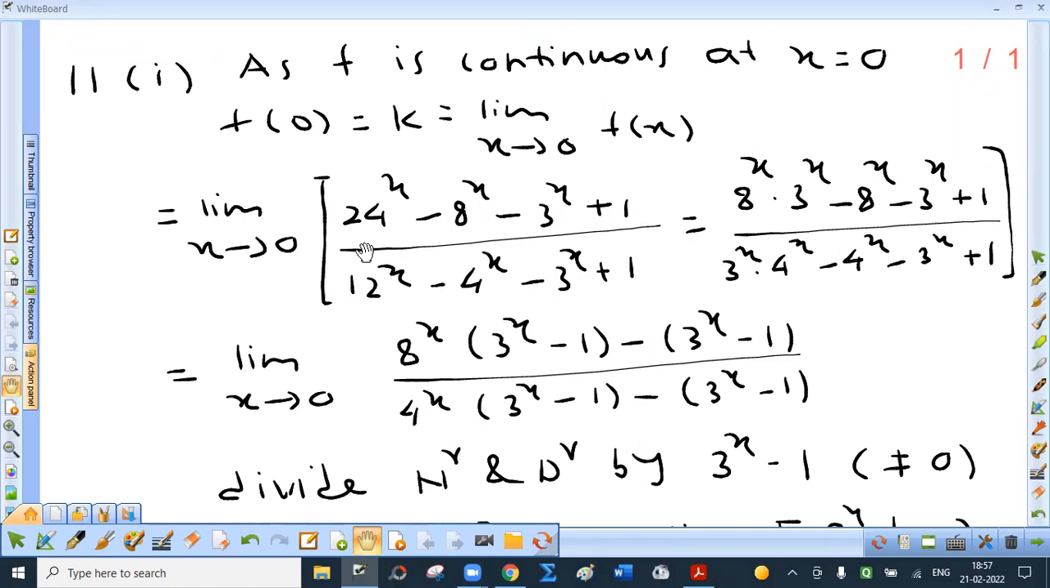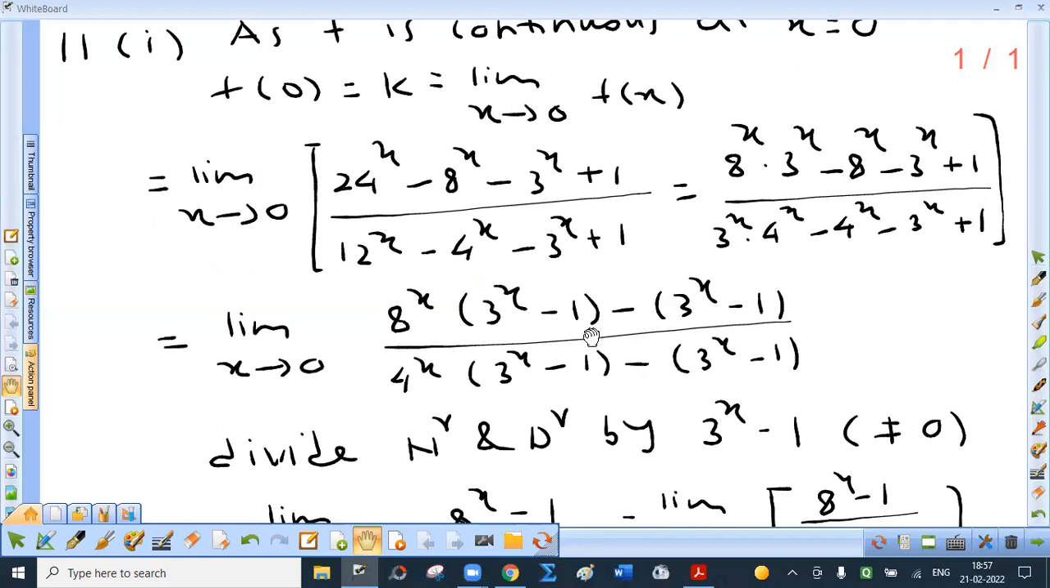24 is 3 into 8. Now ab raised to x is a raised to x, b raised to x. That is why I have directly written 24 raised to x as 8 raised to x into 3 raised to x. Remaining terms as they are. In the denominator, 12 raised to x, 12 is 3 into 4. So 3 raised to x into 4 raised to x. Remaining terms as they are. Take 8 raised to x common from first two terms. Take minus 1 common from remaining. In the denominator, take 4 raised to x common from first two, minus 1 from remaining two.